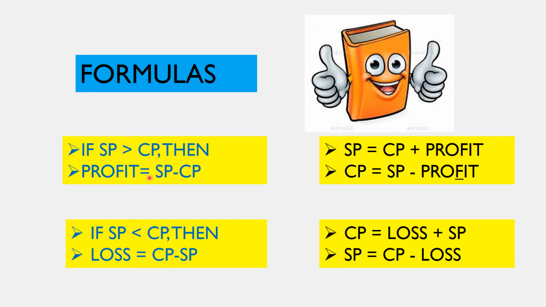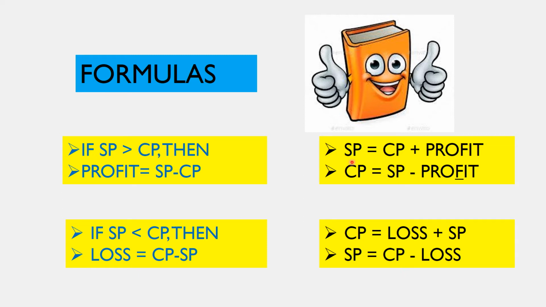Now if you want to find CP, you take this CP to this side. CP will be equal to SP, and profit is in addition here, so if it goes to the other side of equal to, it becomes subtraction. So CP will be equal to SP minus profit. Just from this formula, you have derived two more formulas: SP is equal to cost price plus profit, and cost price is equal to selling price minus profit.